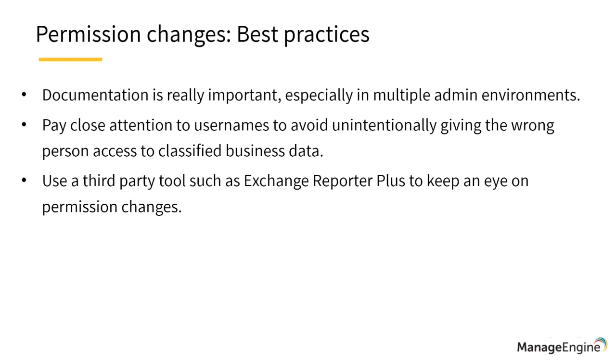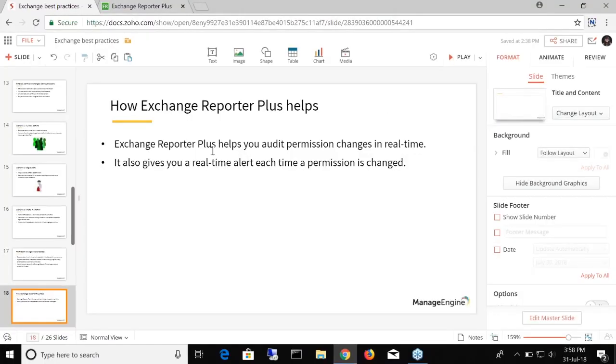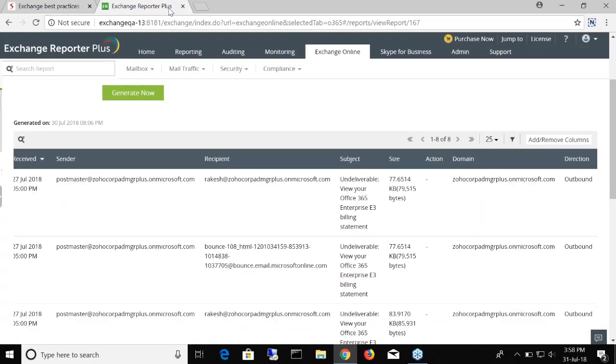You can also use a third-party tool such as Exchange Reporter Plus. I'm going to get into this right now. You can use Exchange Reporter Plus in order to keep an eye on permission changes in your organization, because Exchange Reporter Plus is going to provide audit reports which help you audit permission changes in real time. And you can also set up alert profiles so that you receive real-time alerts when a permission change happens in your organization. So let me switch to the product screen and show you exactly how you can audit permission changes using Exchange Reporter Plus.